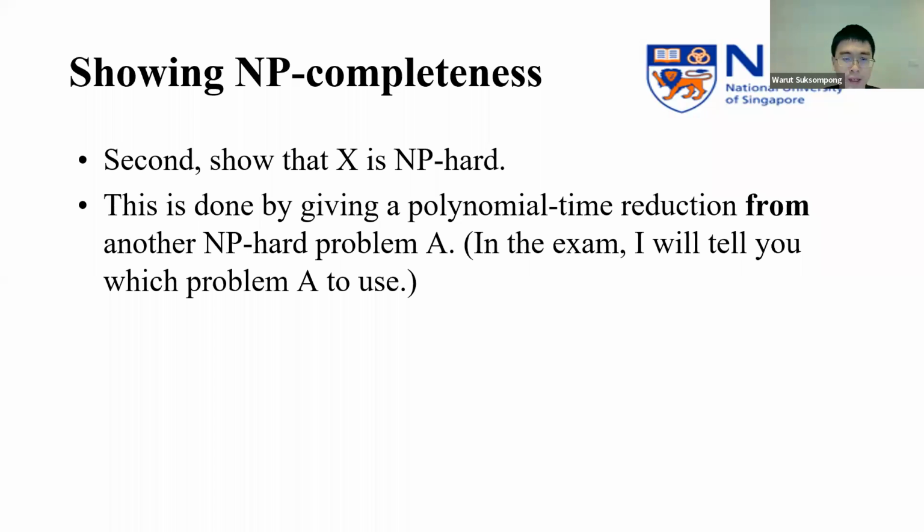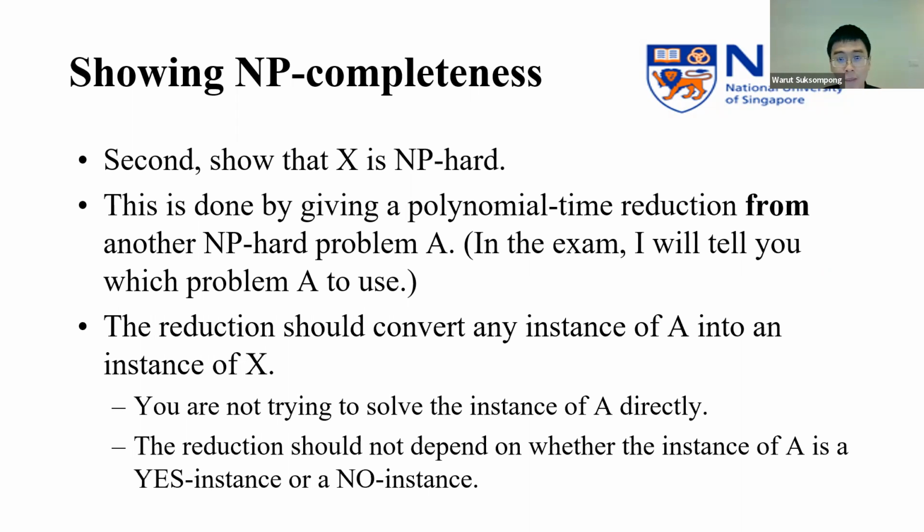But sometimes the reduction itself can be quite complicated. But yeah, you don't have to worry about that. So the problem A will be given to you. I mean, this is why the Garey and Johnson book is so useful. This book with more than 300 NP complete problems gives you a whole list of problems to choose from. In the exam, I'll tell you which problem to reduce from.